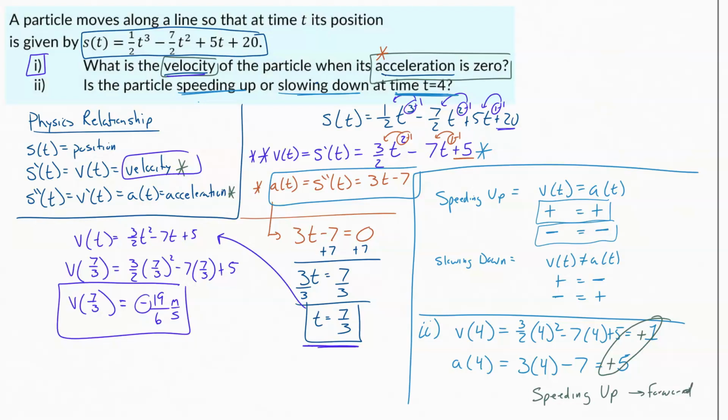So whenever you need to know if you're speeding up or slowing down, compare your velocity and acceleration. If their values are both positive or both negative, you're speeding up. If the values are different, so positive, negative, then you're slowing down.